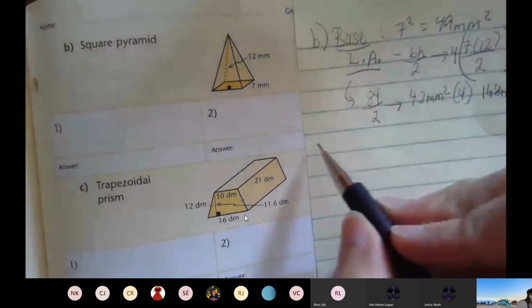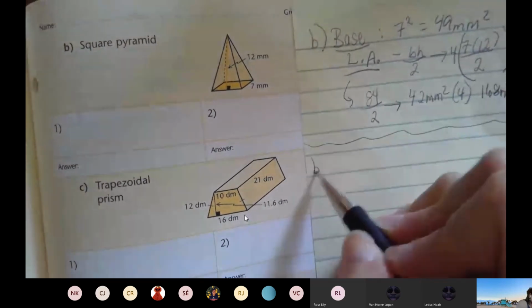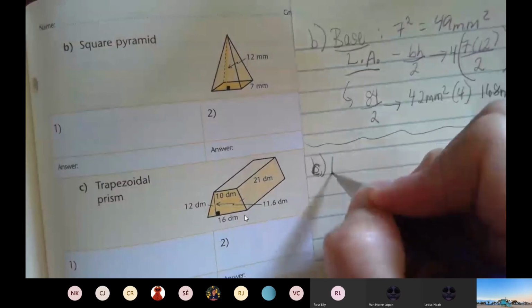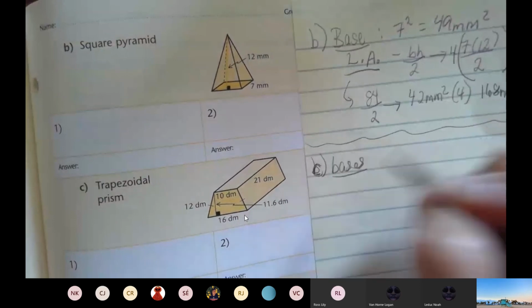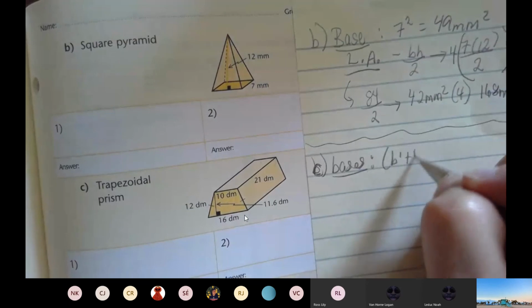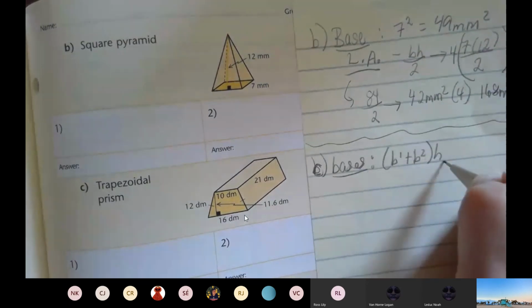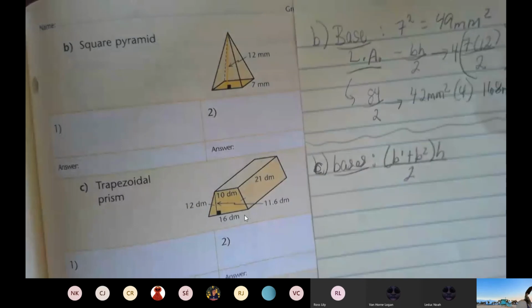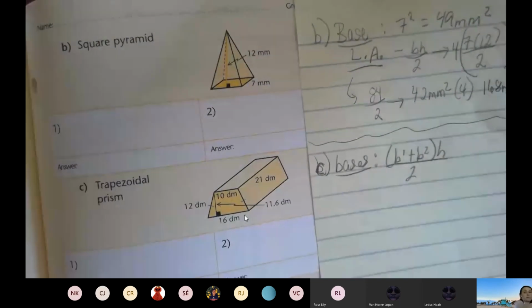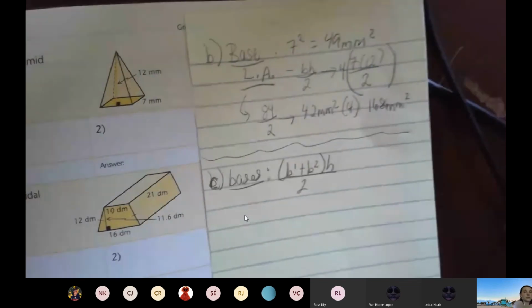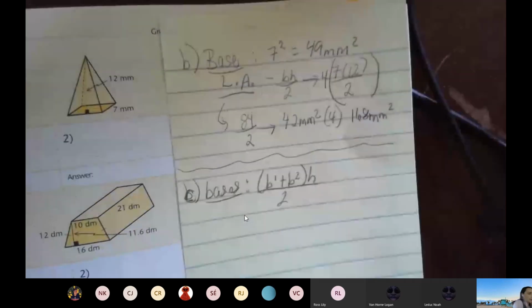Going to start with D. This is for C. The bases are trapezoids. So like we said, base 1 plus base 2 times height divided by 2. Do I need to divide it by 2 if there are two bases that are trapezoids? No. Yep. Thank you.